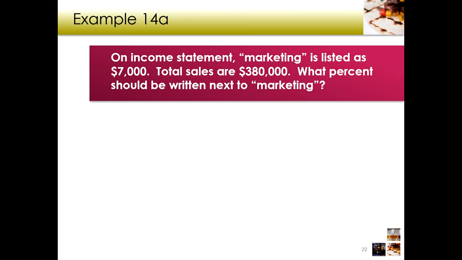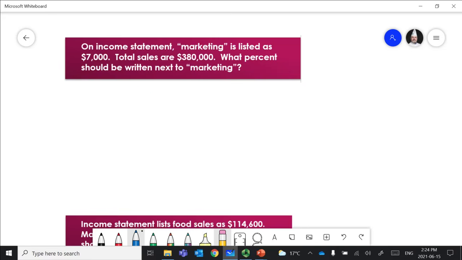A couple quick examples here. So on an income statement, marketing is listed as $7,000. Our total sales are $380,000. So what percentage should be written next to marketing? Well, $7,000 out of $380,000 is going to give us 1.8%. That's what should be on our income statement. We spent 1.8% of our total sales on marketing.